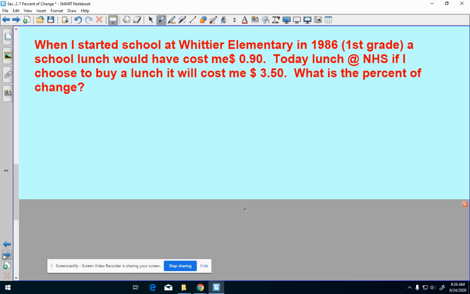All right. So when I started school, lunch was 90 cents. But now, if I'd buy a lunch today, it'd be $3.50. So this is obviously a percentage of increase. A lot of increase. Right? What is the amount of change? Which one is the original? And when you multiply by 100, what do you end up with for a percentage of change? And this one, let's round to the nearest whole percent as well.